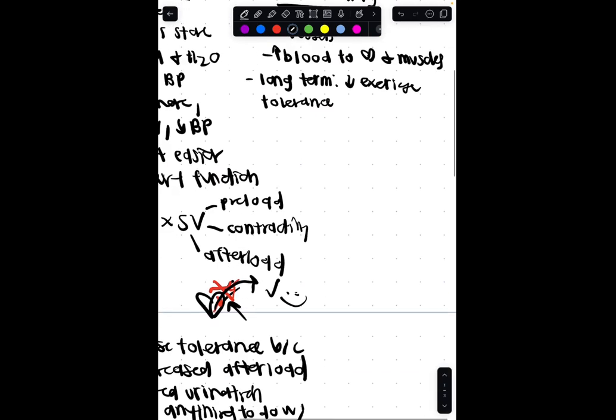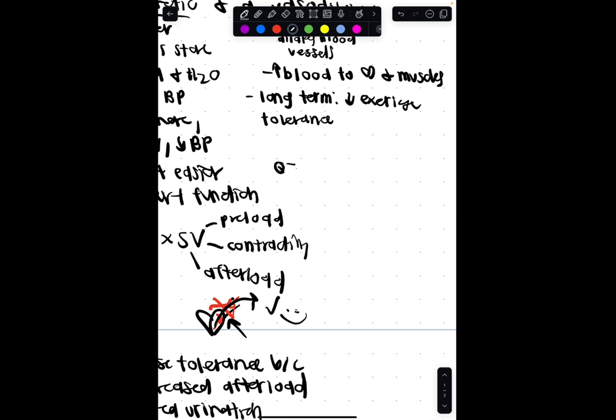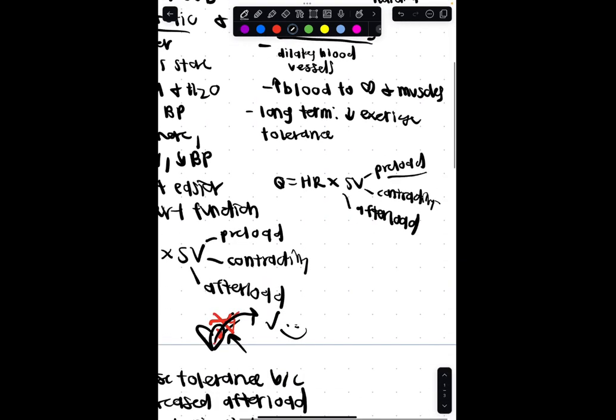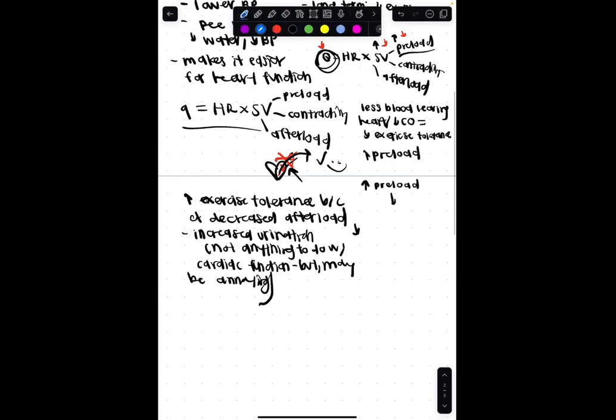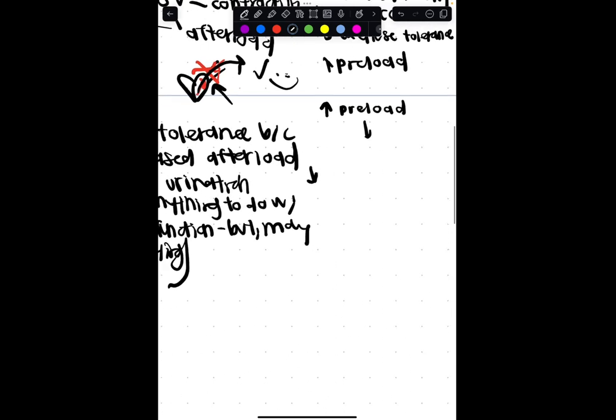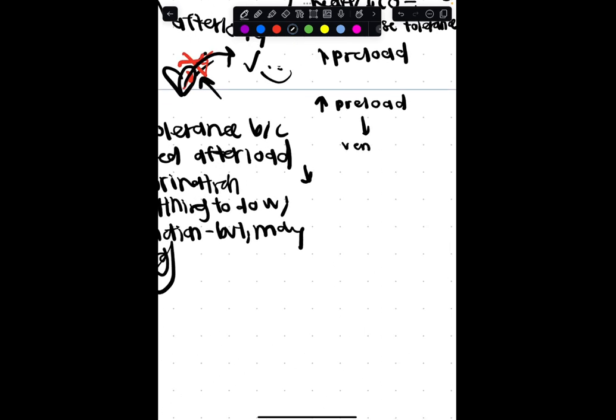So we talked about it briefly over here with our Fick's equation, where Q equals HR times stroke volume. And then again, we have preload, contractility, and afterload. But what's going to happen is our preload is going to decrease. One of the things that controls our preload is something called venous return. Venous return is how much blood is returning from systemic circulation to our heart. And therefore, the more blood we have returning, the more we can eject, and we can increase cardiac output, right?